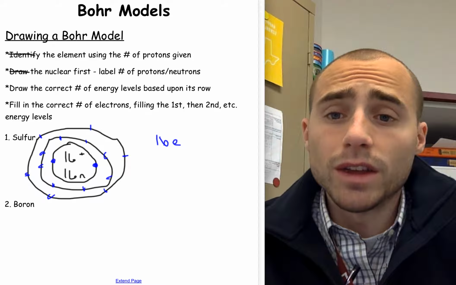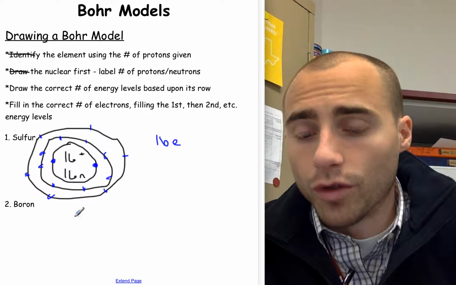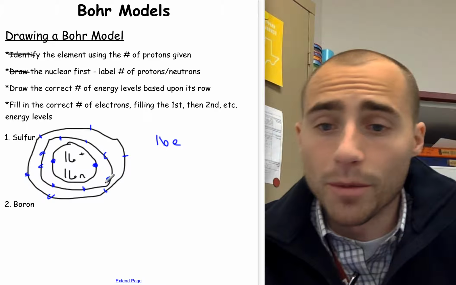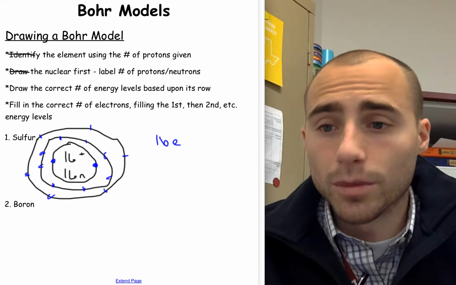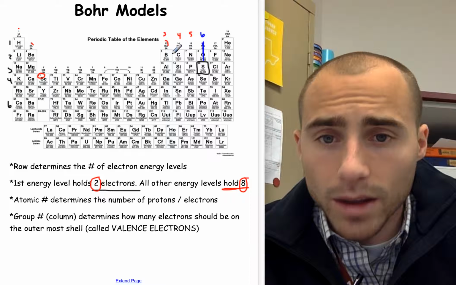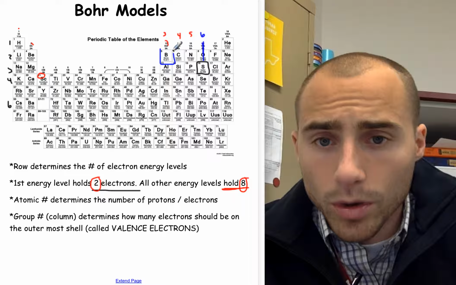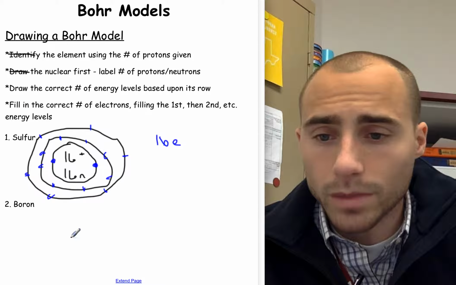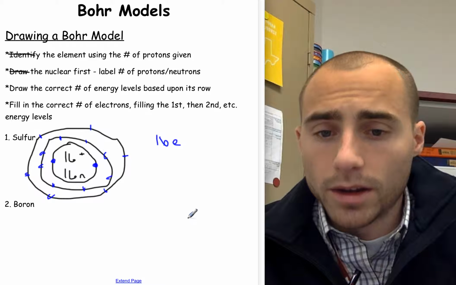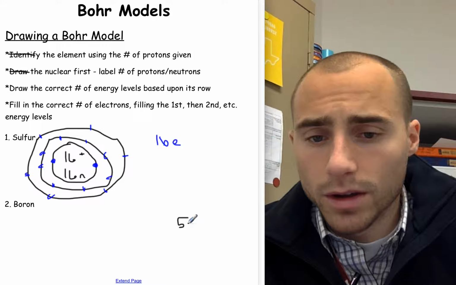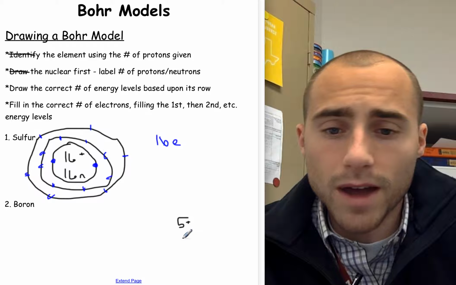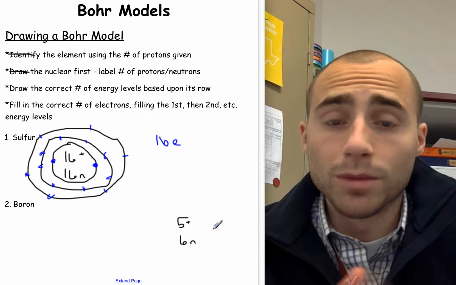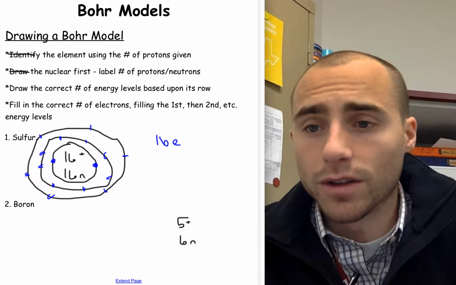Remember, the very first thing you do is draw your nucleus simply by writing the number of protons and neutrons. So boron, if we look on our periodic table, boron is right here. Boron has an atomic number of 5 and a mass number of 11. That means atomic number of 5 means I have 5 protons. Mass number of 11, 11 minus 5 means I have 6 neutrons. So that right there is my nucleus. Remember, don't draw anything around it. That in and of itself is the nucleus.